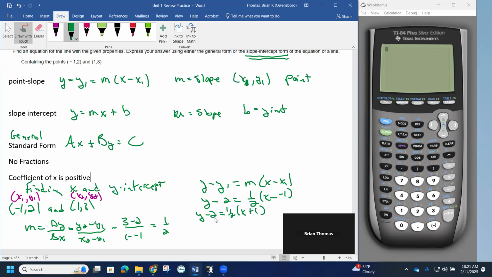To put it in slope-intercept form, we have to solve for y. Notice there are parentheses on this side, so I'm going to remove them by multiplying 1/2 through. So y minus 2 equals 1/2 x plus 1/2. Then I'm going to add 2 to both sides. So y equals 1/2 x, and then I have to add 1/2 to 2. Using a calculator, 2 plus 0.5 is 2.5, but I also can tell the calculator to change it to a fraction. Math, fraction, that gives me 5/2.